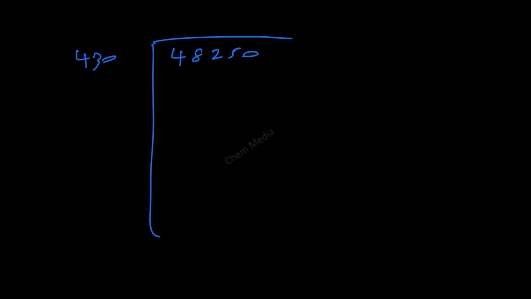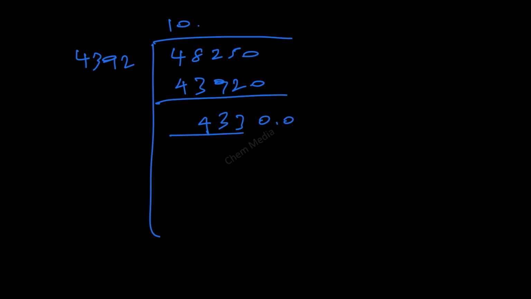So let's do the long division. 48250 divided by 4392. We can do it 10 times. So if we do it 10 times, then it is 43,920. So therefore, what would remain is 0, 5 minus 2, 3, 12 minus 9, 3, 7 minus 3, 4. Therefore, we can't divide. So put a 0 and raise it to the decimal.